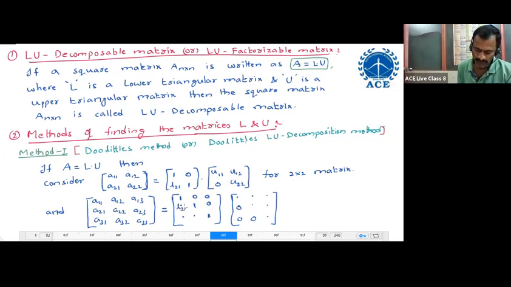So the other elements are L21, L31, L32. Next, in the upper triangular matrix, we take these elements as U11, U12, U13, U22, U23, U33, for a 3 by 3 matrix.